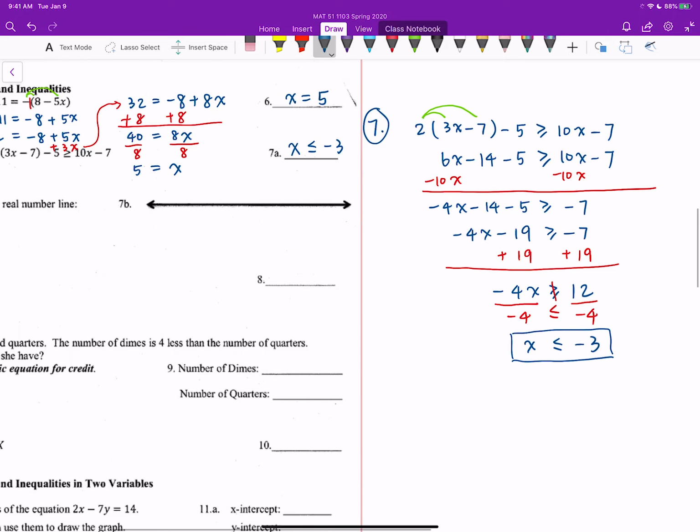So if you're going to graph the solution, make sure you mark the number line. Usually I mark 0, negative 1, negative 2, negative 3. I think that's good enough. But if you want, you could add more numbers if you like. First, let's determine the kind of circle that we're going to have. Since x is less than or equal to negative 3, we're going to have a closed circle at negative 3. Make sure you fill the circle. And then, since it is less than or equal to, it's pointing to the left.